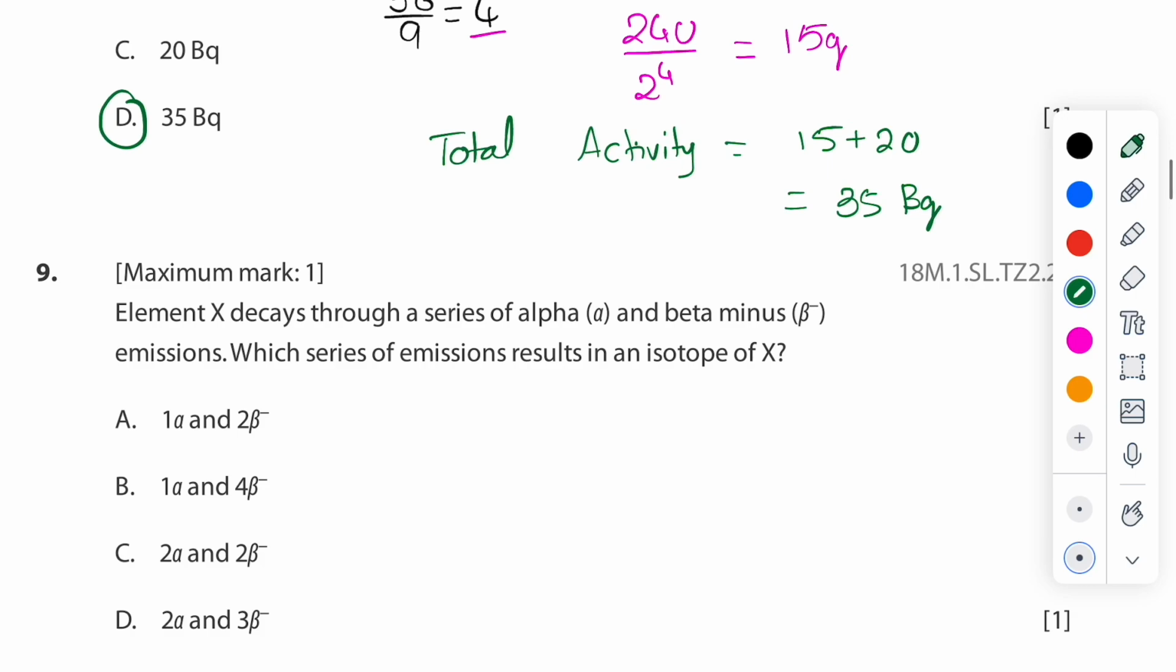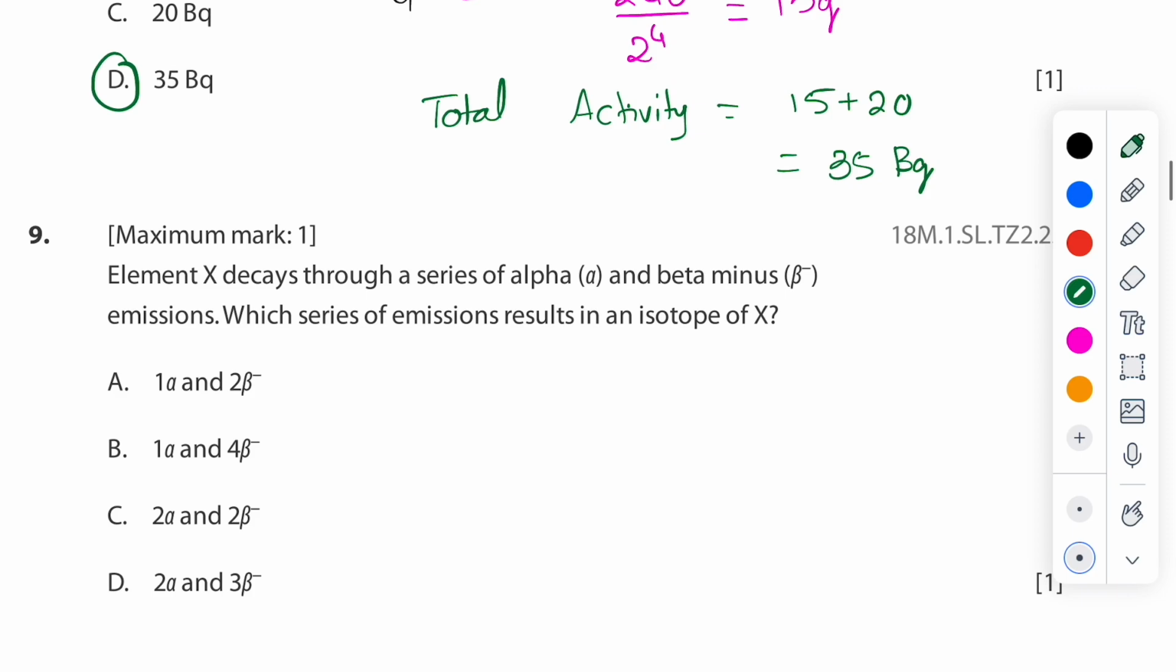Question number 9. Element X decays through a series of alpha and beta particles. Which series of emission results in an isotope of X? So we have to work it out. When is an isotope of X formed? What is the definition of an isotope? In an isotope, the number of protons remains constant.